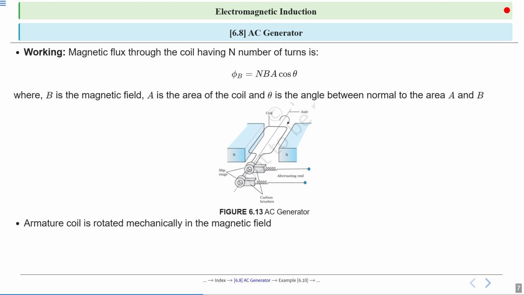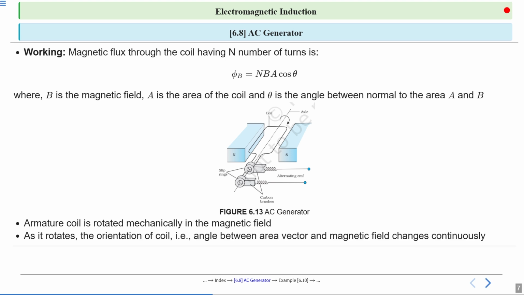Now the armature coil is rotated mechanically in the magnetic field. So the armature coil is rotated with the help of a handle or any other means, or we can say it is rotated with the help of another fuel like diesel, or by other things. So the armature coil is rotated mechanically in the magnetic field.